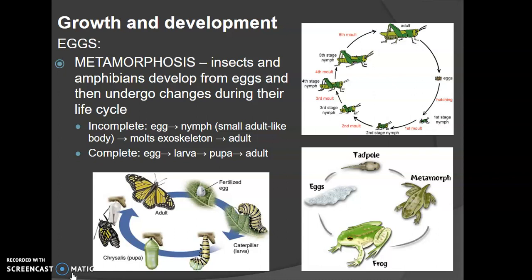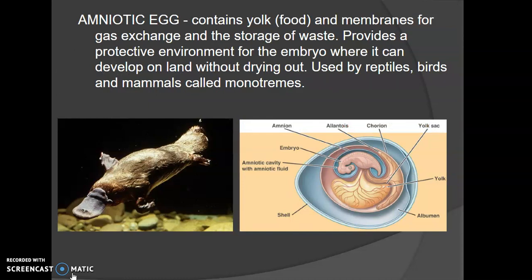Complete metamorphosis is when there is a complete change in form. So again, look at the butterfly. So we start with an egg, then the larva, that's the caterpillar, the pupa is the cocoon, and then that hatches into a completely different adult. Same thing happens with the frog, the egg, then the tadpole, and then what they call the froglet, and then the adult frog.